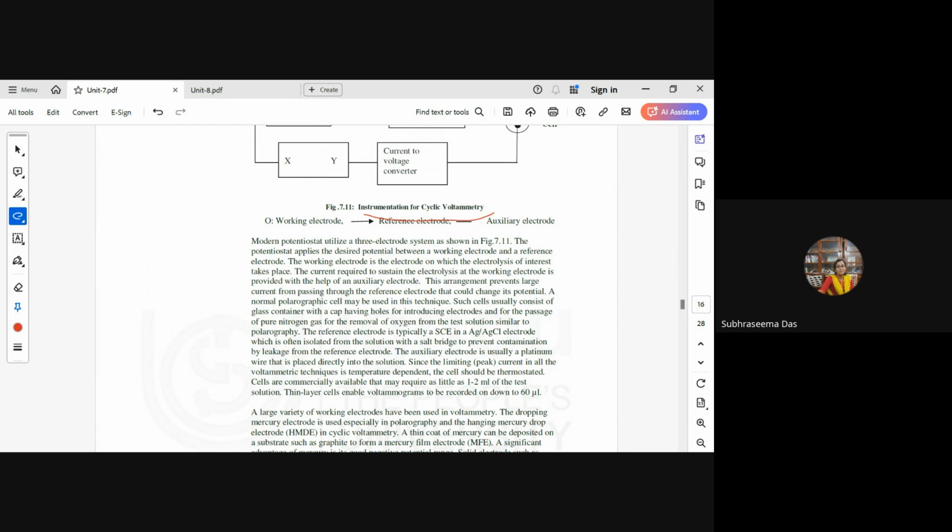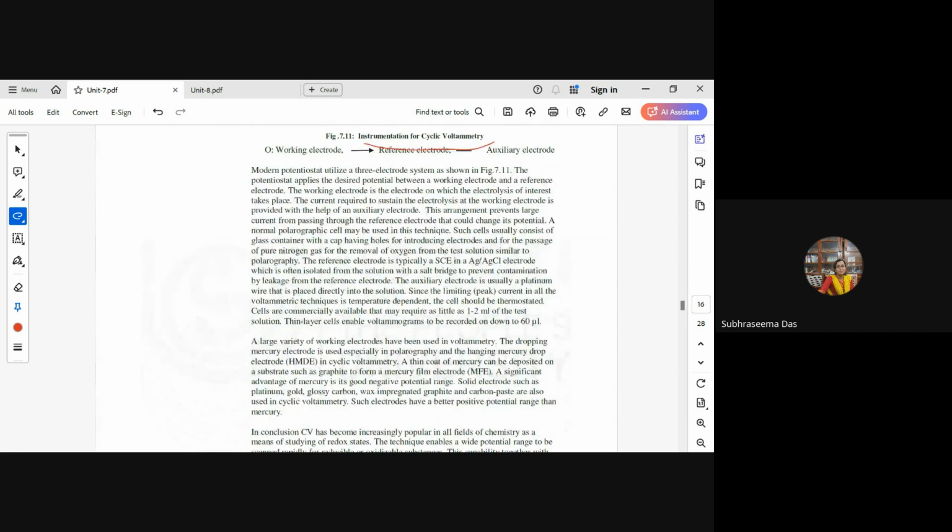These cells usually consist of a glass container, and the reference electrode is typically a silver chloride electrode or a saturated calomel electrode. They have been used mostly in many cases. The auxiliary electrode is usually a platinum wire that is directly dipped into the solution.